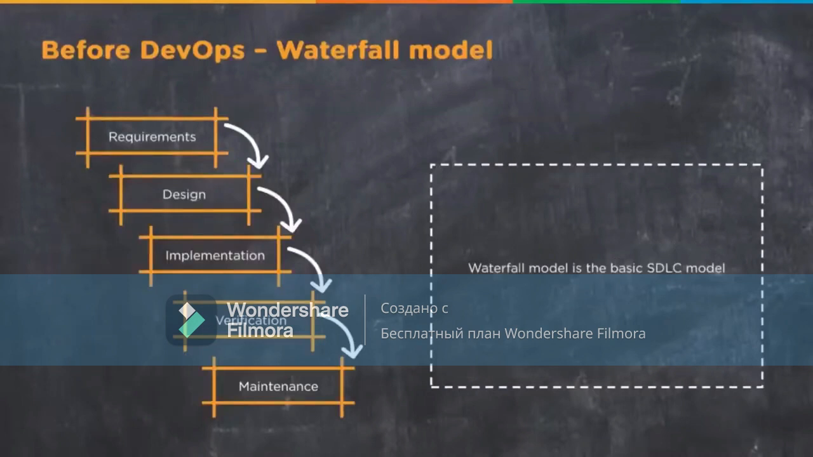So if we look at the breakdown, we have requirements, design, implementation, verification, and maintenance, and you'll have user acceptance testing. This is all based on the software development lifecycle model, or SDLC, and it's been around for quite some time and is still used by a lot of companies today.